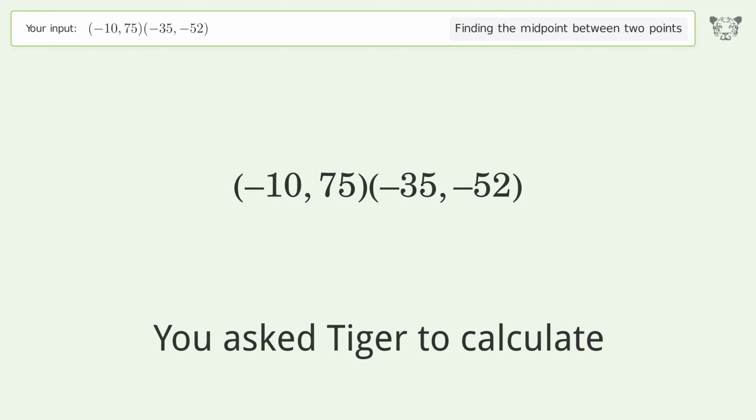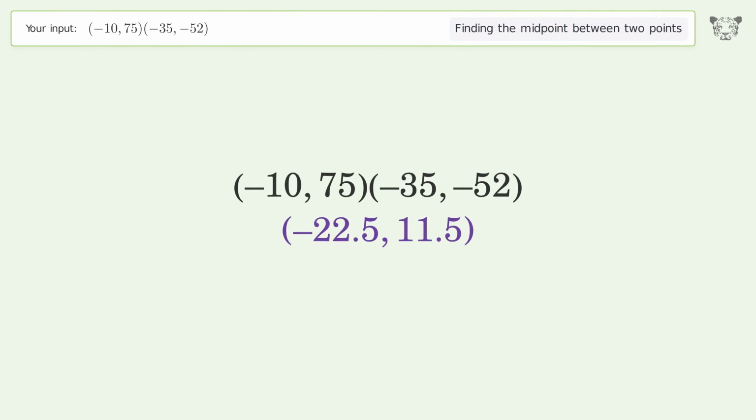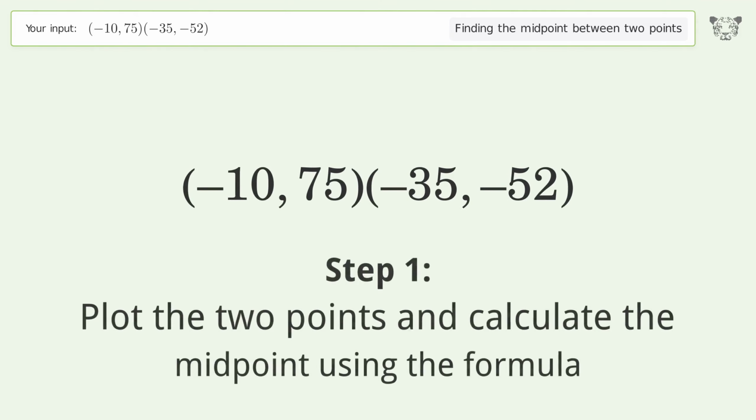You ask Tiger to calculate. This deals with finding the midpoint between 2 points. The midpoint between the 2 points is negative 22.5, 11.5. Let's solve it step by step. Plot the 2 points and calculate the midpoint using the formula.